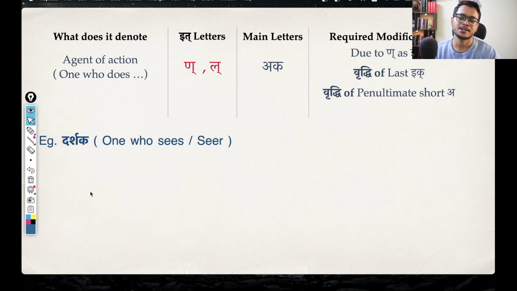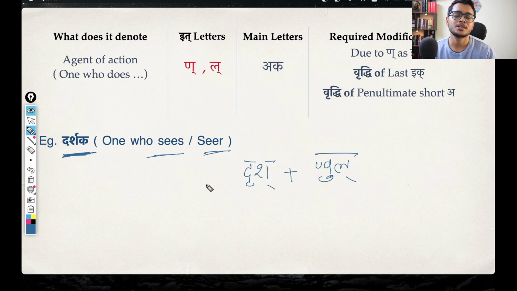Now let us take another example. So we have this pratipadika darshaka. Darshaka means one who sees, one who observes, the seer, the observer in that sense. And very easily you can identify that this darshaka is coming from drish dhatu. Drish dhatu, as we all know, is to see. Okay, and now let us see the required modifications. So vriddhi of last ik.